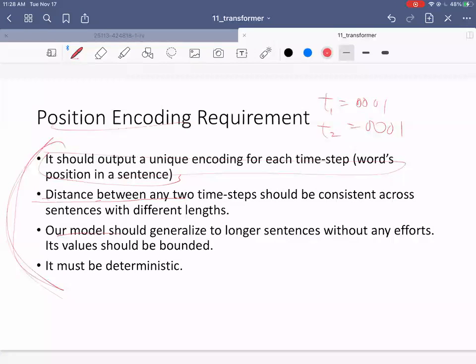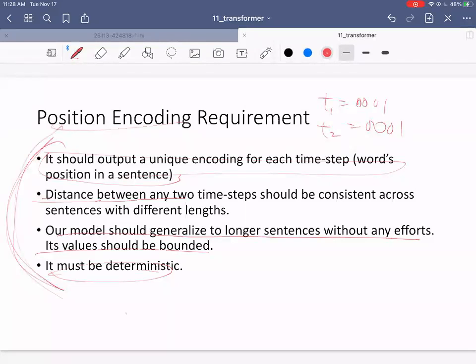Third, our model should generalize to longer sentences without any effort. Its value should be bounded. It means that your positional encoding algorithm should have no limit on the input sequence length. For example, if you've trained your model with length 20 sequences only, and then in the test phase you are suddenly given a length 30 sequence and your positional encoding algorithm breaks, then that's not a good encoding algorithm. And it must be deterministic. Of course, if your positional encodings are probabilistic, then there's basically no reason to use positional encoding.